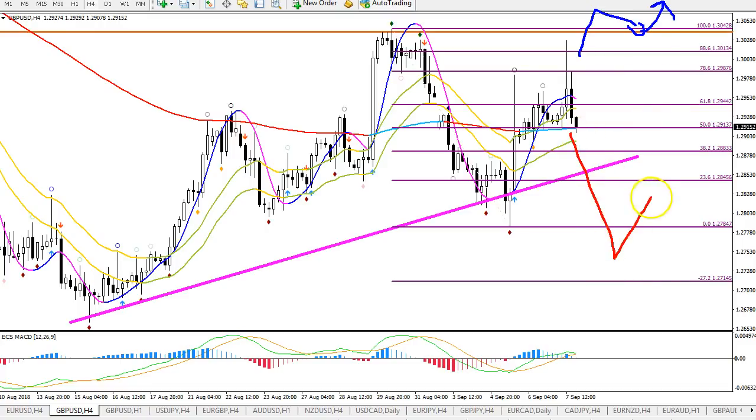Wait for break, pullback, continues, like flags, triangles on lower time frames, 1 hour, 4 hour chart, or look for candlestick patterns, strong candles to break and hold that break. Those are always good clues that we can expect more continuation.